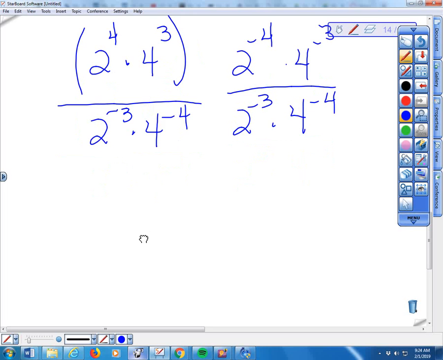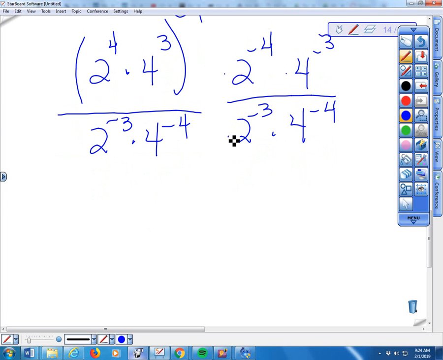What I have to do is look for common bases. So I have a common base here and a common base here. They're division, so I'm going to subtract, but you keep the bases the same. So negative 4 minus negative 3 is 2 to the negative 1. 4 to the negative 3 minus negative 4 is negative 3 plus 4, which is just 1. Negative 4 minus negative 3 is negative 4 plus 3, which is negative 1. Negative 3 minus negative 4 is negative 3 plus 4, which is 1.